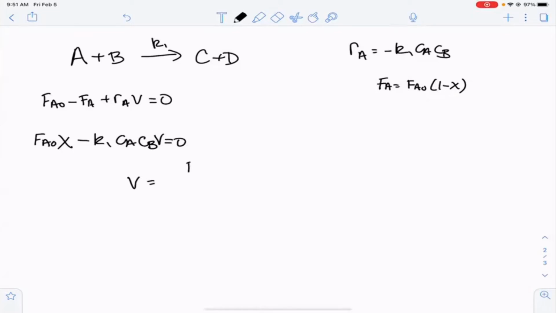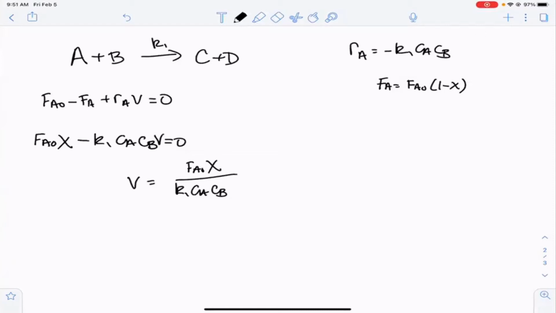And that's equal to FA0 times the conversion divided by K1 times CA times CB. Now with this relationship, we know that the concentrations of A and B are also a function of the conversion, and we've derived expressions for this over the course of the last couple of lectures.